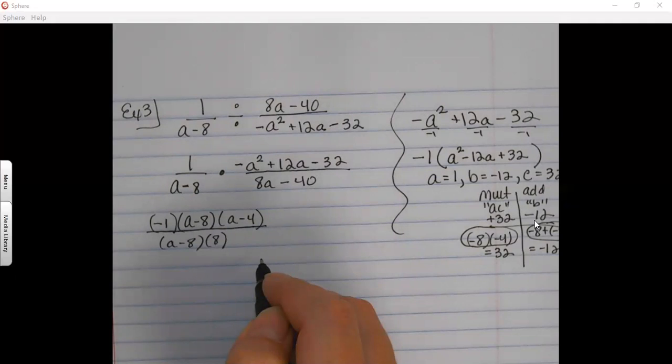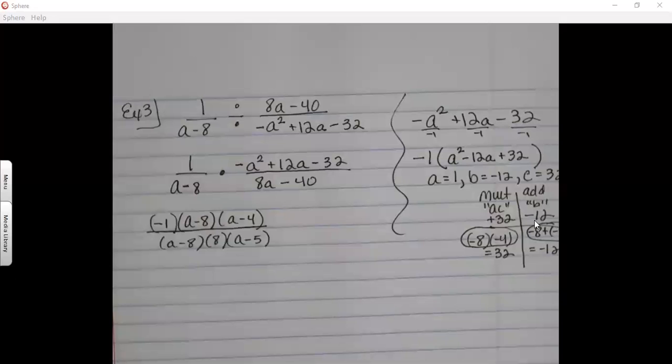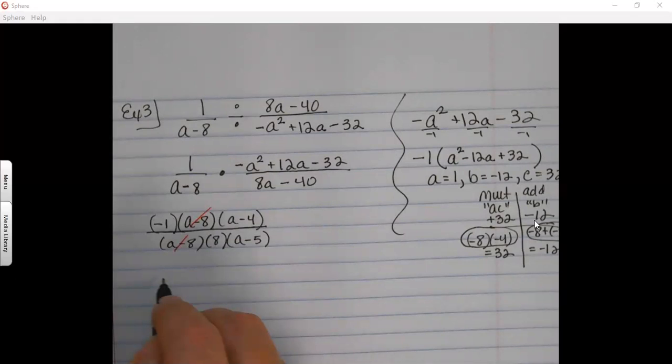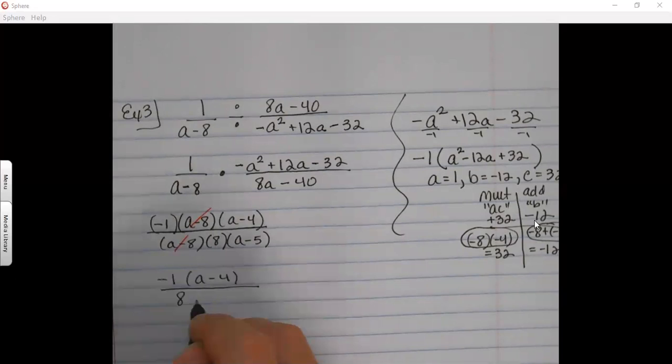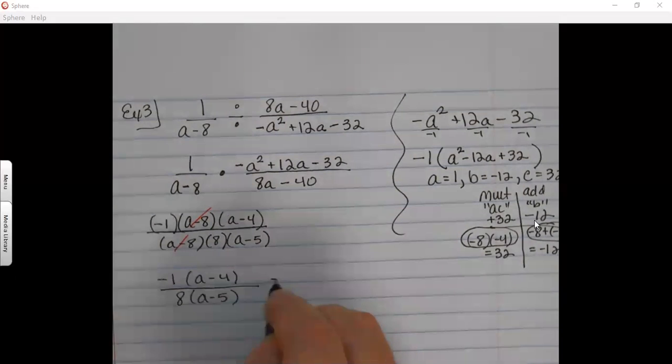So in the numerator, I've got a -1 times a minus 4 all over 8 times a minus 5. Now really, they would not write a -1. They would probably write the negative right next to the fraction, and then a minus 4 in the numerator. And in the denominator, they may leave it as 8 times a minus 5, or they may write it as 8a minus 40. Either way, same thing. But if you forget that negative sign, it's not right.